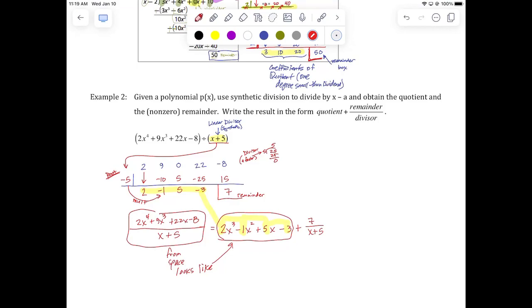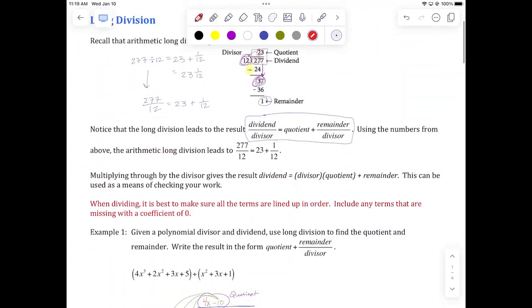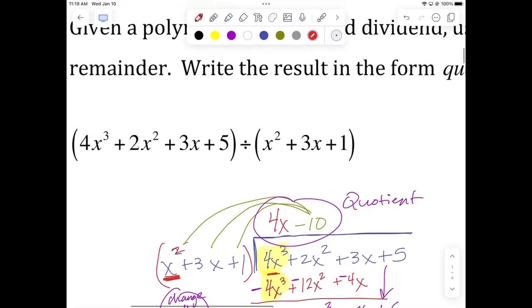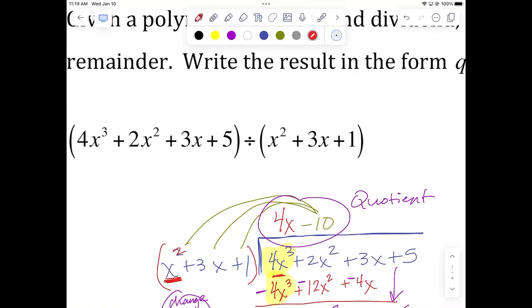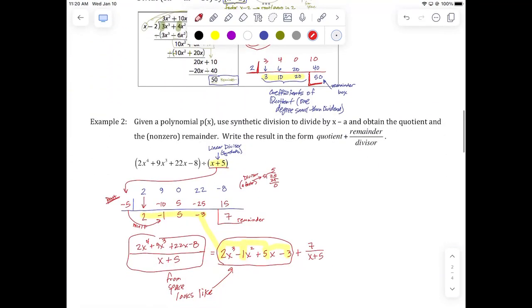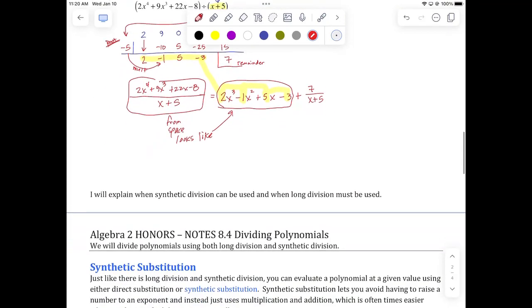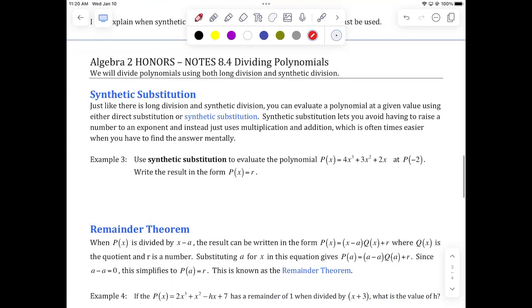There you go. So we know how to do long division, and long division works all the time. Like we couldn't have done synthetic division on this one because we're dividing by a quadratic. If you go back to that first one, this is a quadratic. So that means synthetic doesn't work. But if we're dividing by a linear factor, I can use synthetic division, and it's just faster. It's cleaner, right? There's fewer moving parts. All right, let's look at synthetic substitution now.